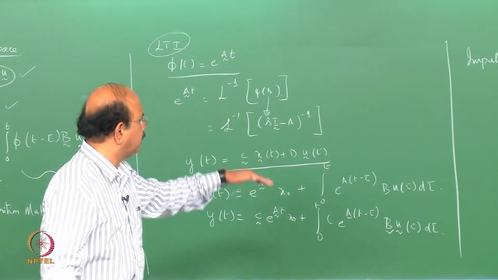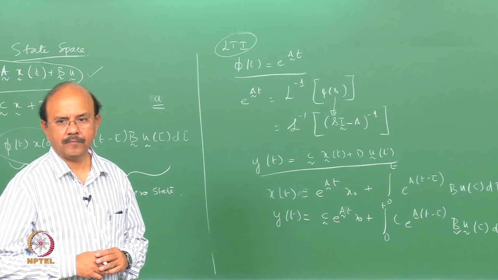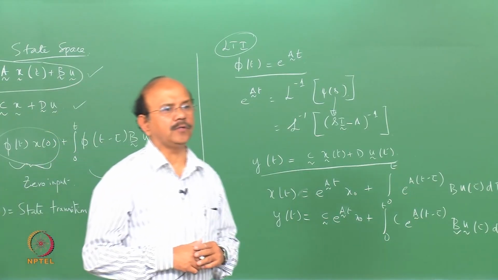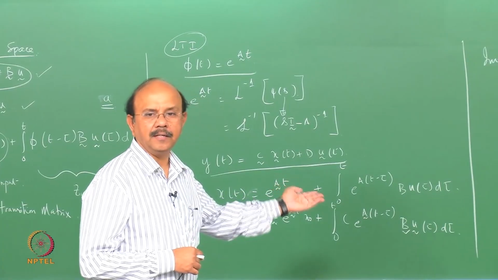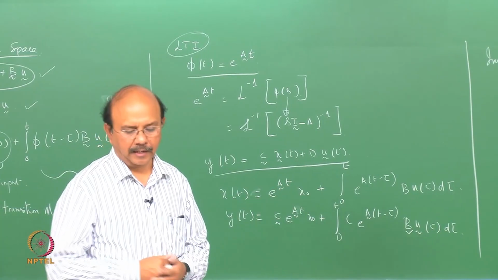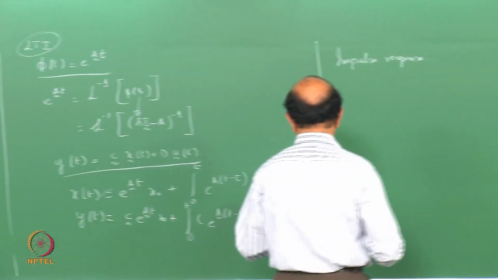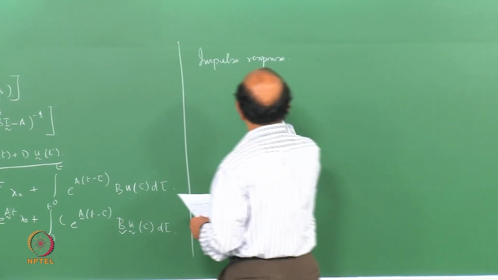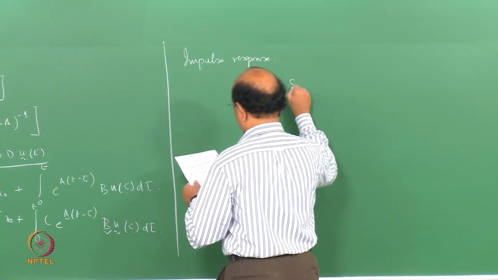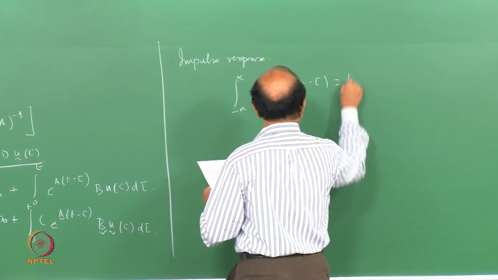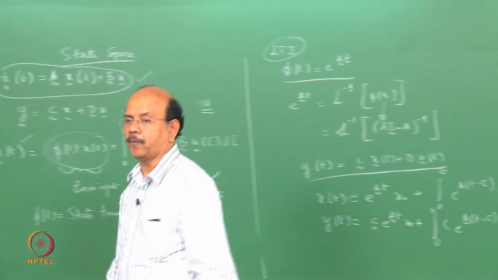Now I want to find out the impulse response of the system. So how do I find it? What is the input now? The input is the impulse. I'm not going to derive it completely. I'm just going to write down the shifting property, which all of you know: phi of t delta of t minus tau is equal to phi of t.